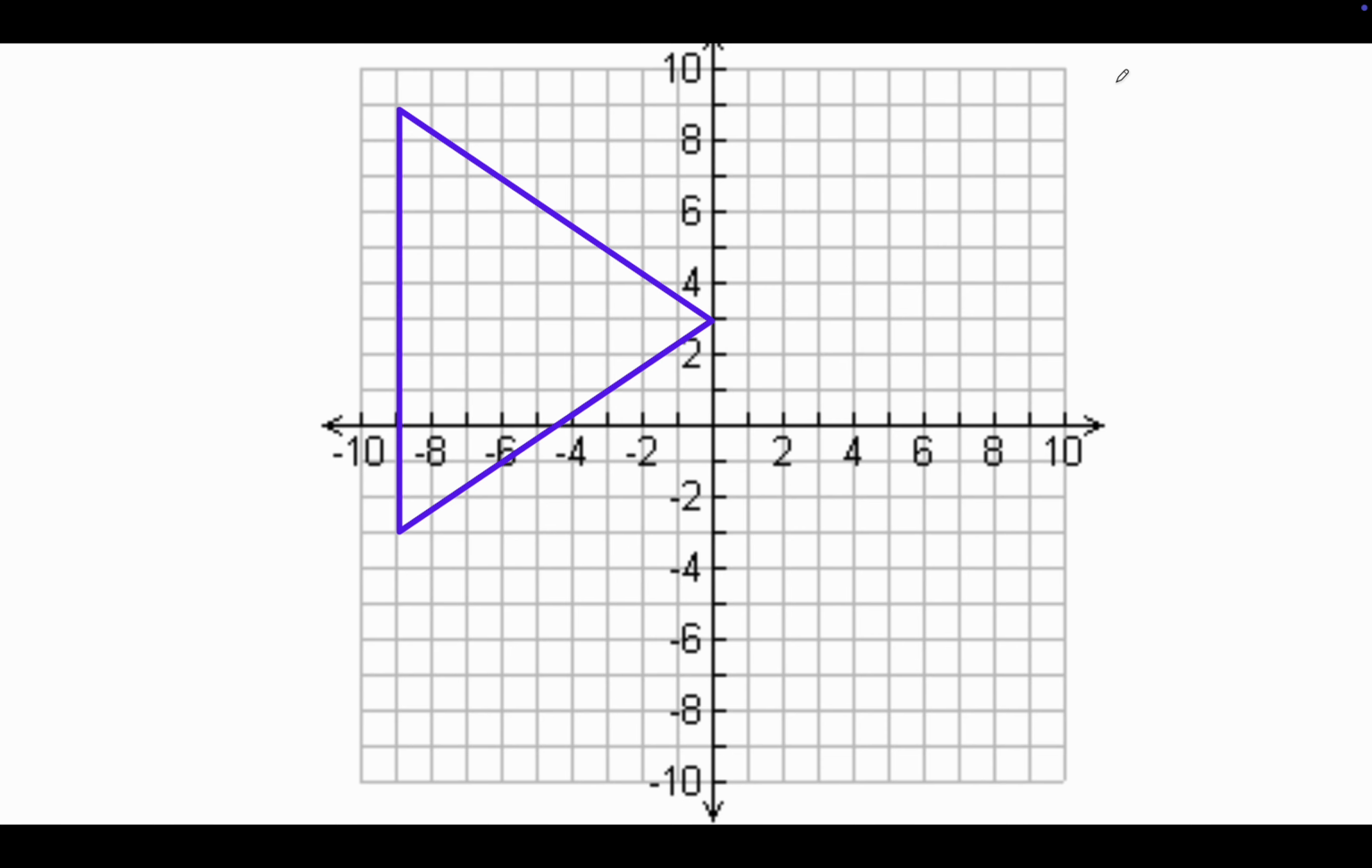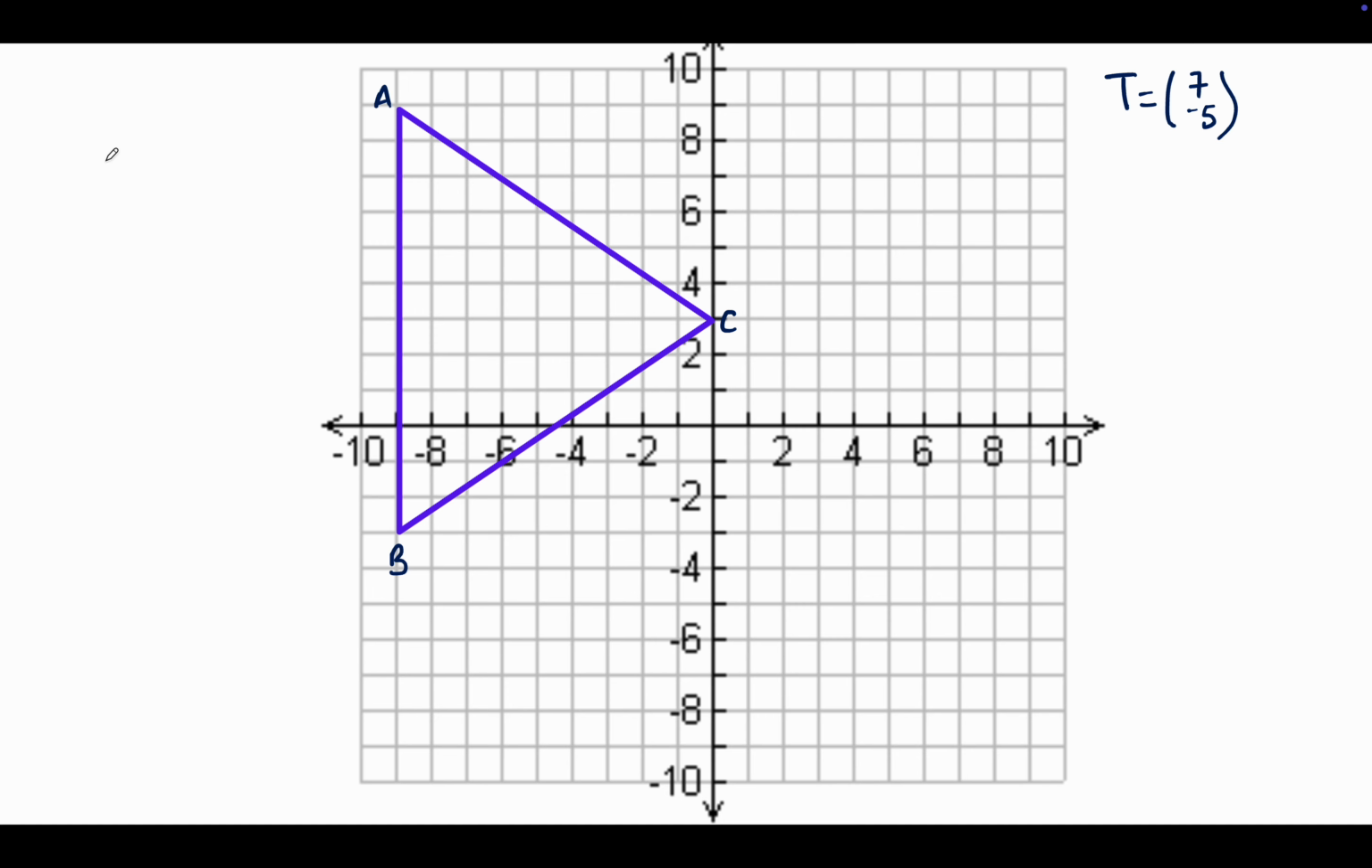Alright, for this example, our translation vector would be 7 and -5. Let's label our points, and we're also going to give them the vertices. We'd have A here, B here, and C here. Whenever we create our image, instead of A, B, C, we would name them A prime, B prime, and C prime.